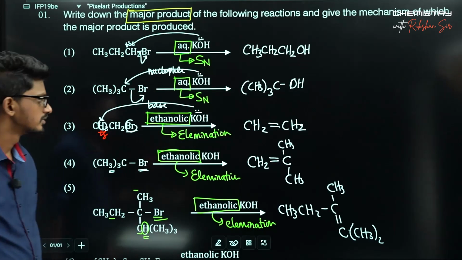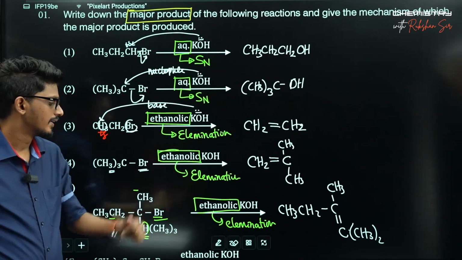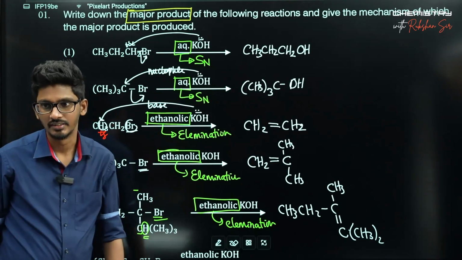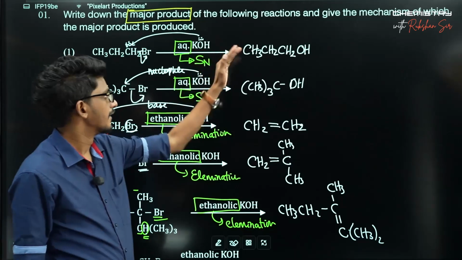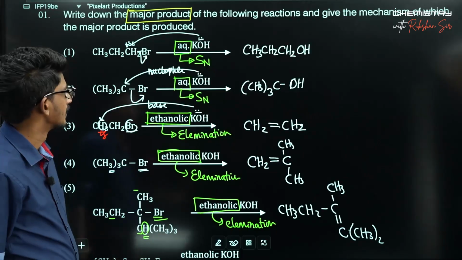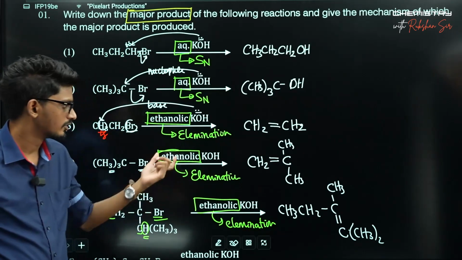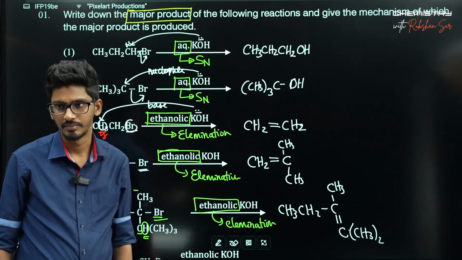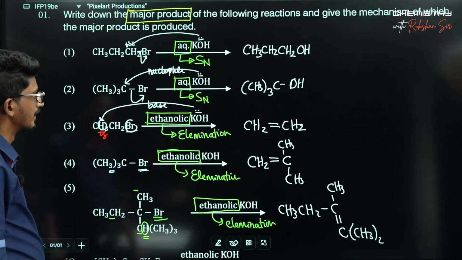So got the idea. By looking at the medium, you should be able to come up with the product, whether it is a nucleophilic substitution product or the elimination product. Nucleophilic substitution product means the nucleophile connects to the carbon instead of the halogen. Elimination means you are coming up with the alkene by removing an HBr molecule, an HX molecule. Okay, that is the idea.